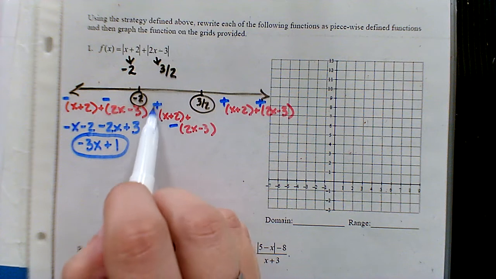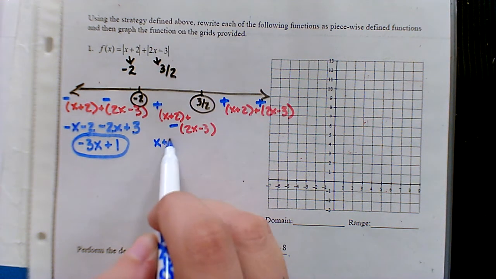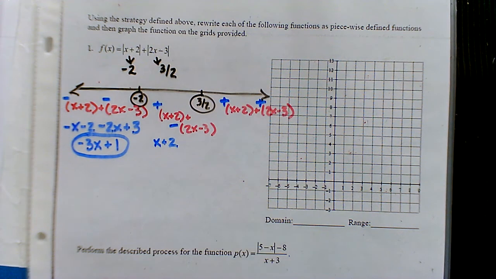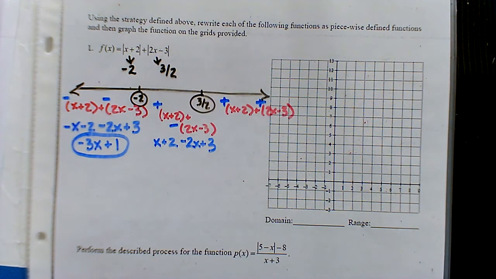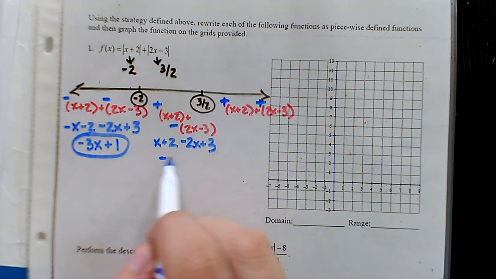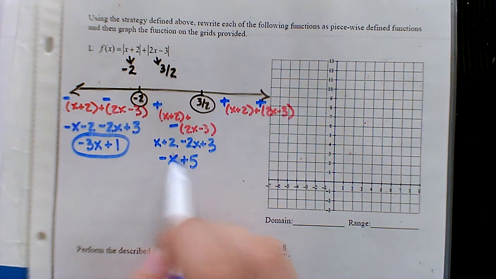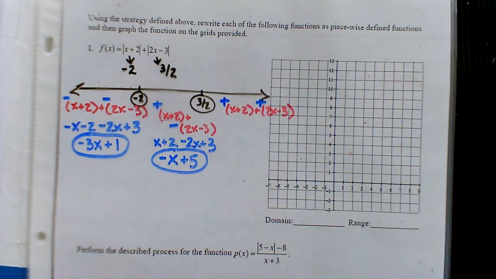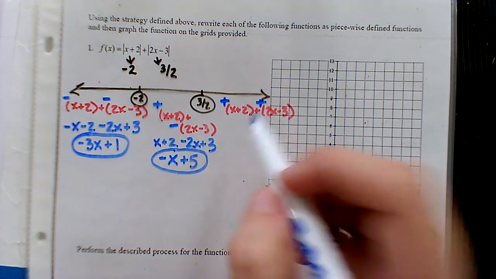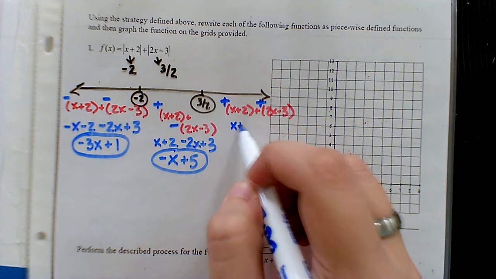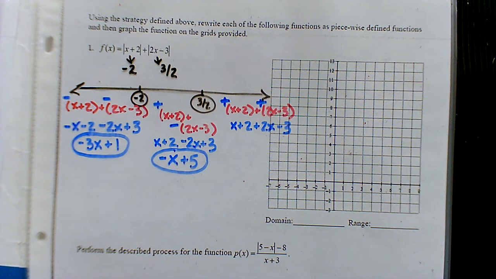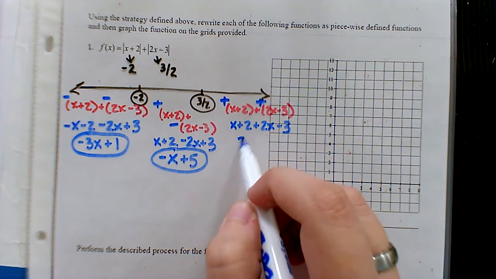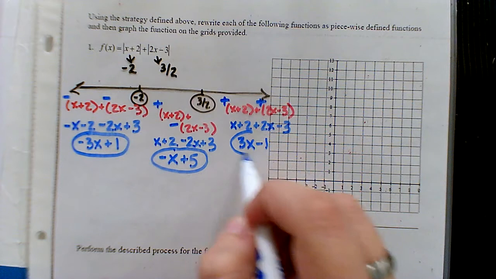On the next interval, if we distribute in a positive sign, that's not going to change anything. But the second group, we have to distribute in the negative. So combining like terms, looks like we have -x plus 5. There's our second equation. And for the last interval, distributing in those two positive signs isn't going to change anything. So combining like terms, we got 3x minus 1.